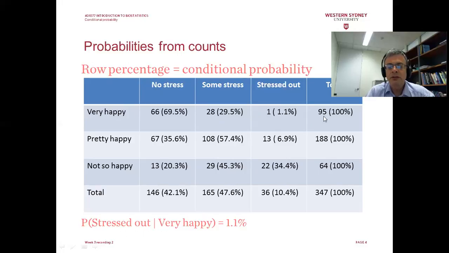So if I was to choose one person at random amongst those who are very happy, I'm limiting my selection down to very happy people, I have a 1.1% chance that that person will be stressed out. So the probability of selecting a stressed out student, given that I'm only looking in the very happy group, so this vertical bar here means given that we're restricting our attention to this subgroup, is 1.1%.